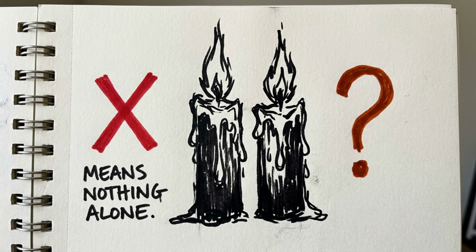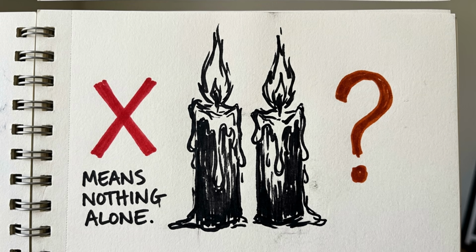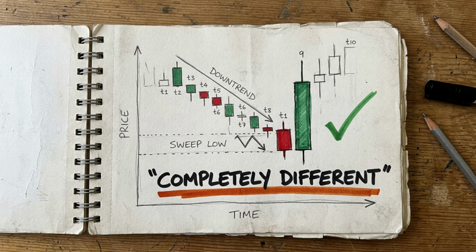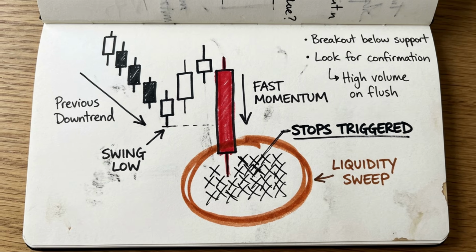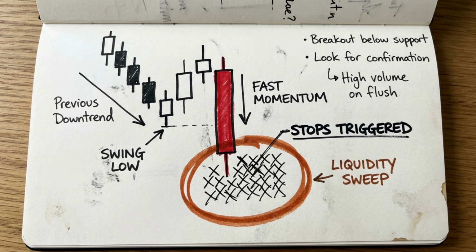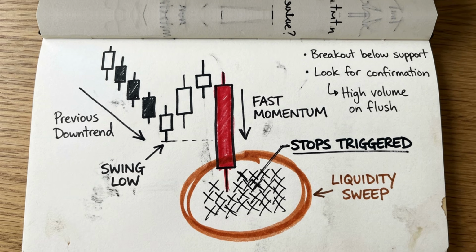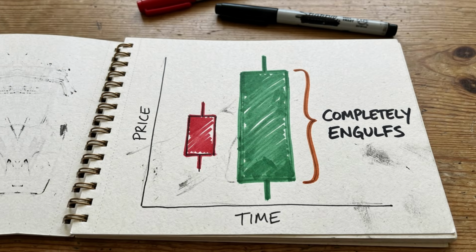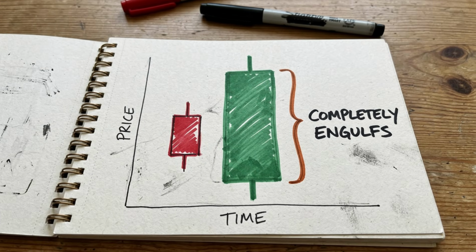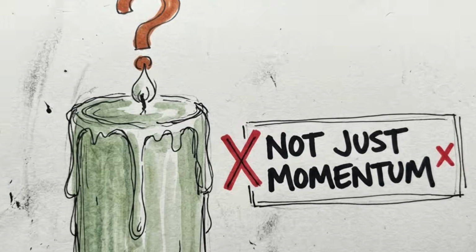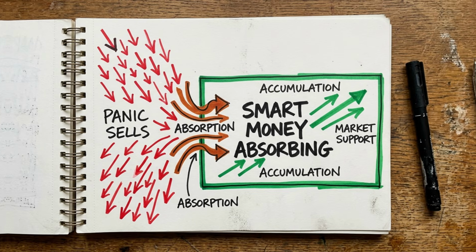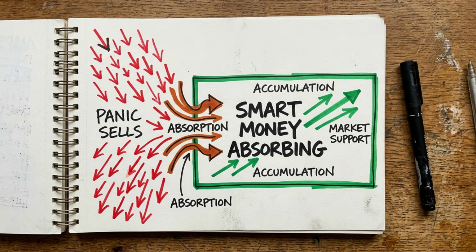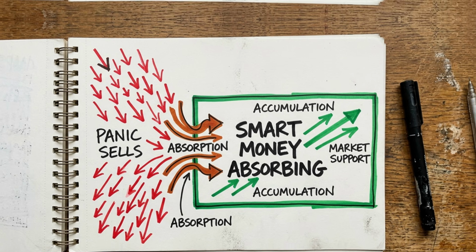A standard engulfing candle means nothing on its own, but an engulfing candle that forms after a liquidity sweep is a completely different animal. Here is the setup. Price sweeps below a swing low, triggering all the stops beneath it. Then, within 1 or 2 candles, a large bullish candle forms that completely engulfs the sweep candle, body over body. That engulfing candle is not just showing momentum, it is showing you that smart money absorbed every panic sell that the stop cascade created and immediately pushed price back up.